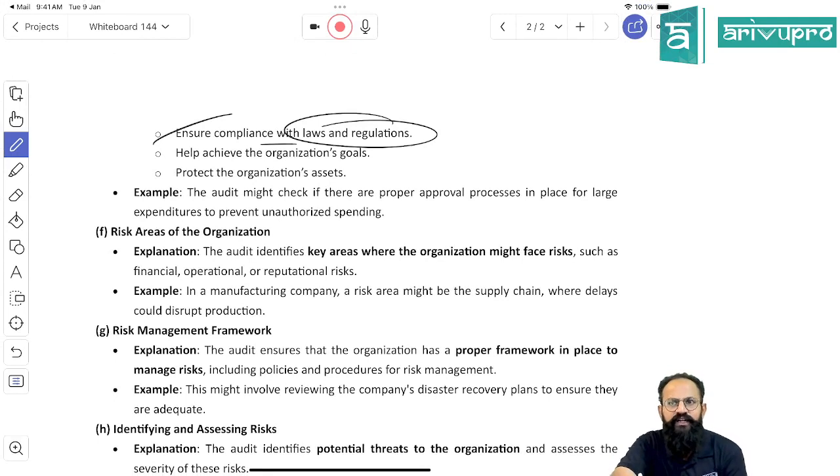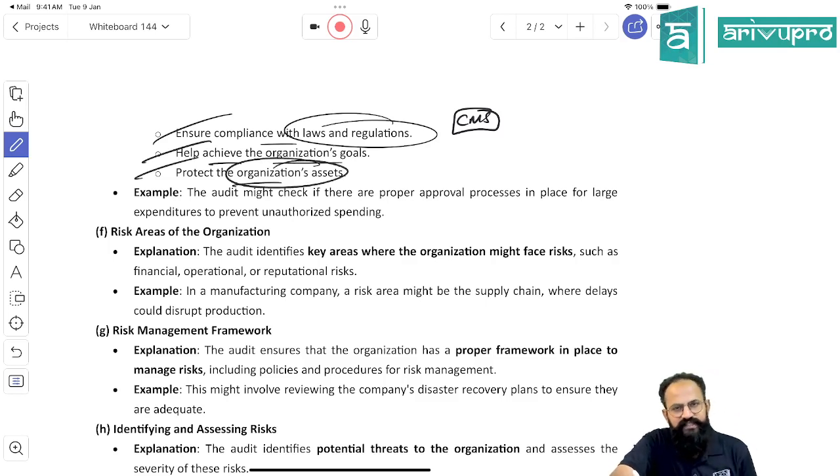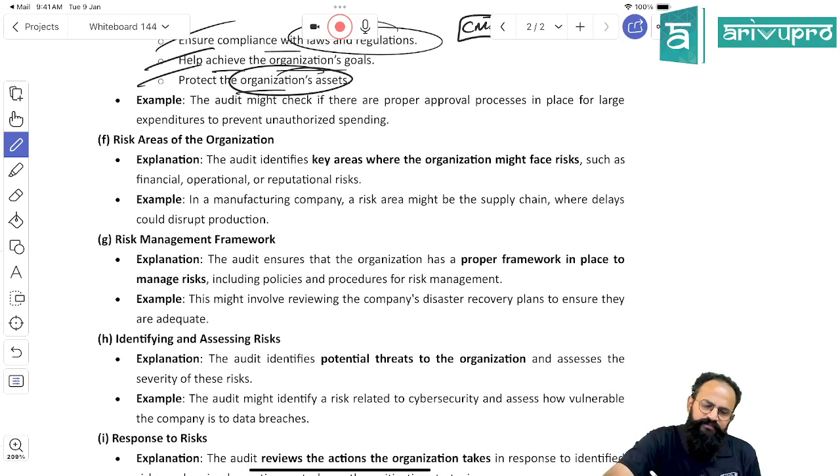So you should have internal control, like, people, a compliance management system. Check whether you have this, because something should be there to automatically take care of what all the laws applicable are. Help achieve the organization's goal. Obviously, protect the organization's assets. Asset protection is also safeguarding the assets, physical assets and all. Next one, risk areas of the organizations.